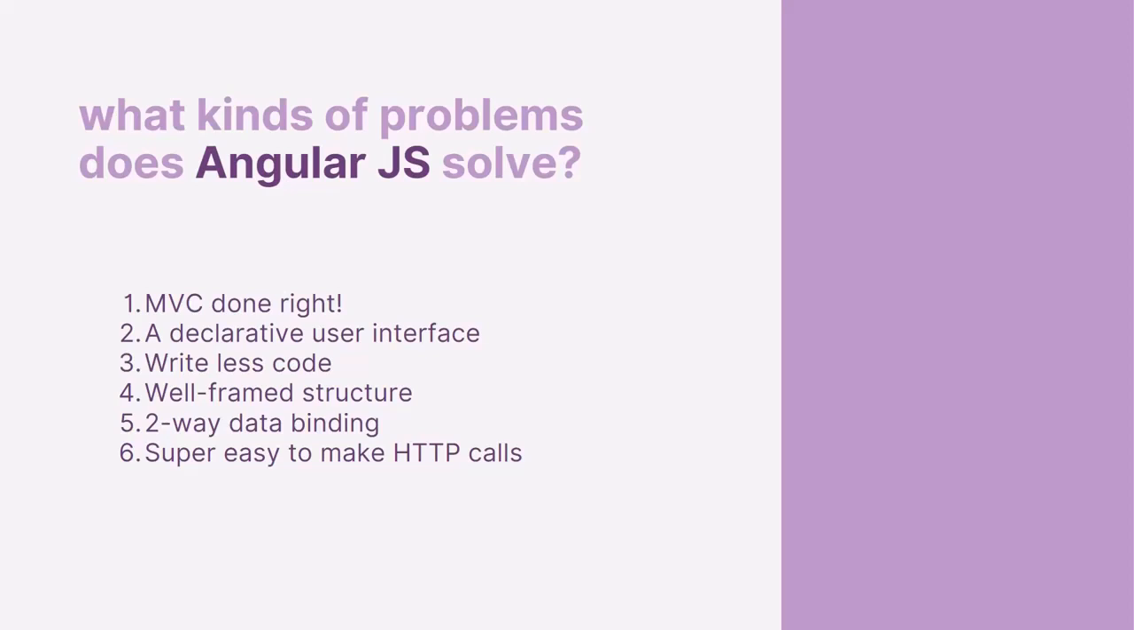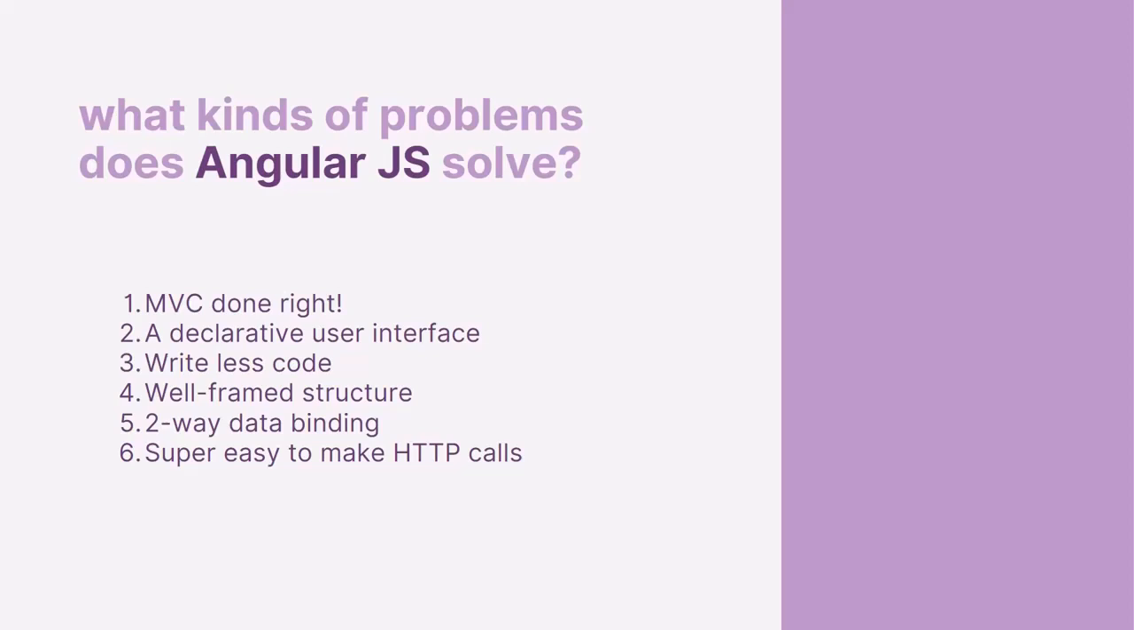Second one is a declarative user interface. To define the app's user interface, Angular uses HTML, which is a declarative language that is more user-friendly and less complicated than defining the interface dynamically in JavaScript. The third one is write less code. Angular allows you to write less code since you don't have to write your own MVC pipeline. The views are defined using HTML, which is much shorter, and uses data binding, which means that you don't have to put data into the view manually.